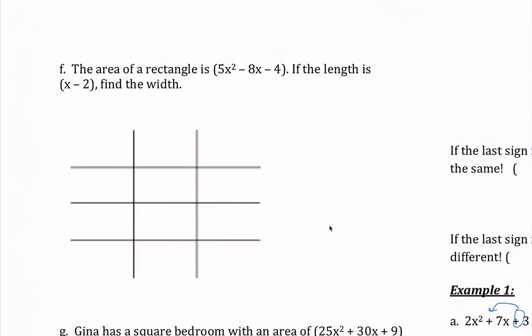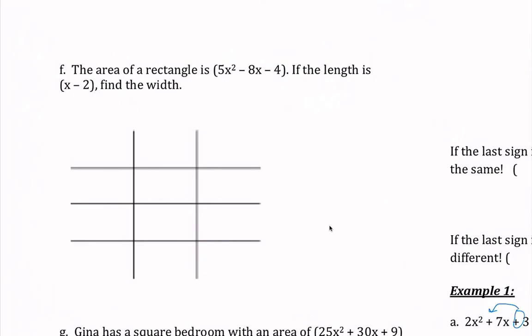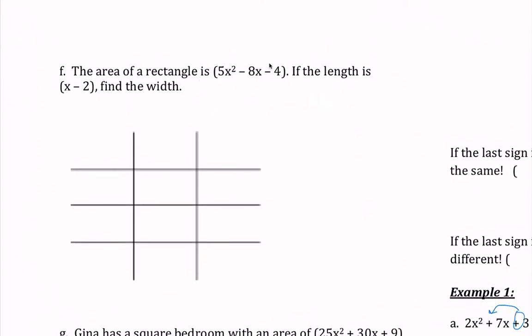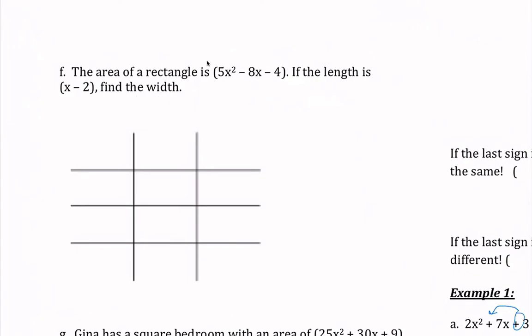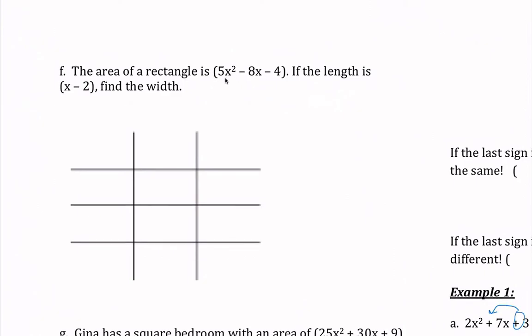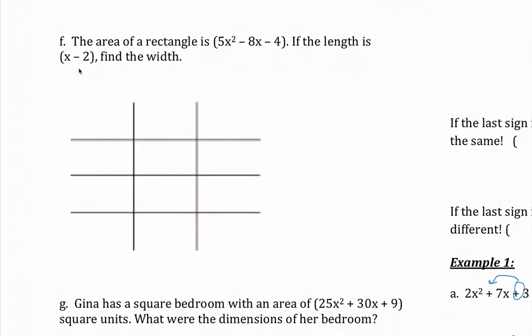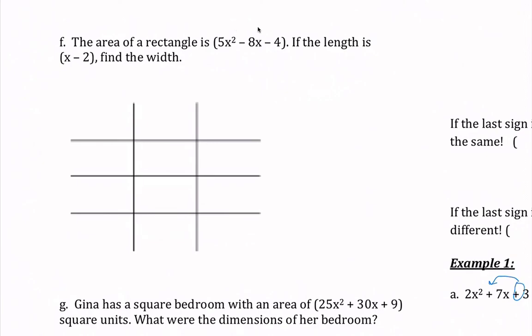It says the area of a rectangle is 5x squared minus 8x minus 4. The length is x minus 2. Find the width. Okay, so this one is a little bit different because it gives me the entire trinomial. We know area is length times width. So length is this guy times width will give me the area, which is this. So really what it's doing is giving me the trinomial, which is what we already had in those last few problems. But do you see how it's already giving me one of the factors? I just have to figure out what do I multiply this by to get this guy.